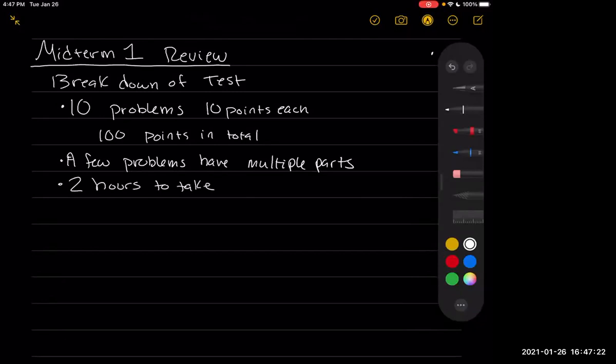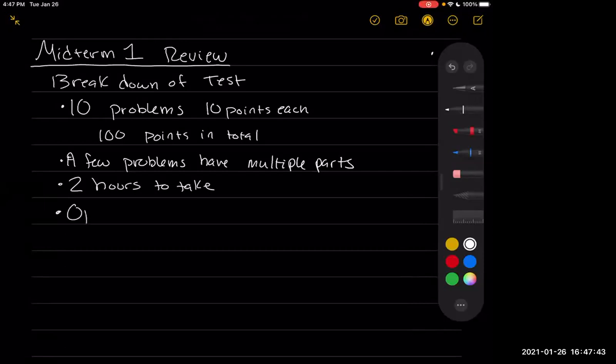And what's really important is when you go onto Canvas and you open the test and you start it, that's when your 2 hours start. So don't open it if you're not prepared to take it, because the timer will run out and you won't be able to take it again. So be prepared and have all your stuff laid out and ready before you start the test.